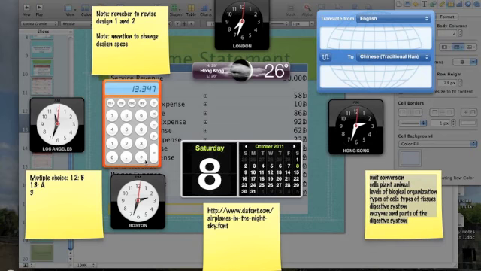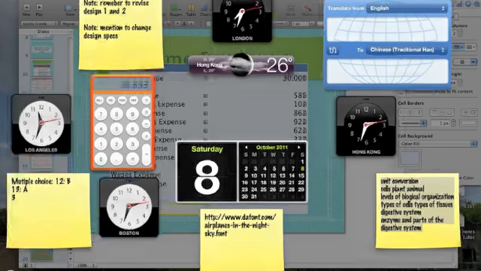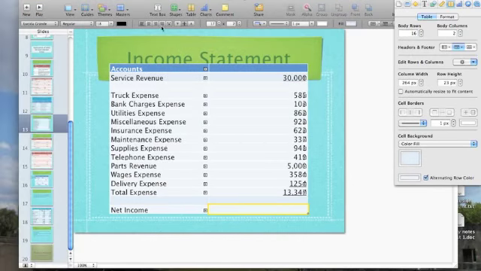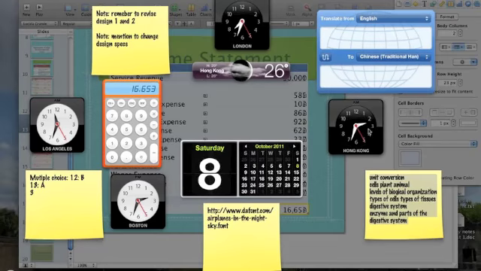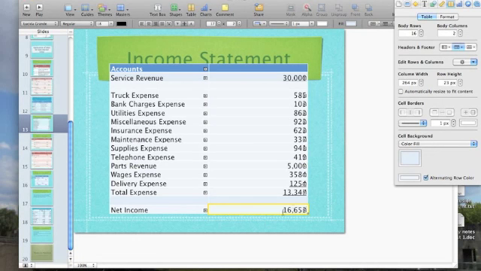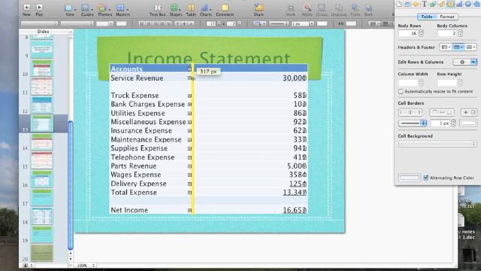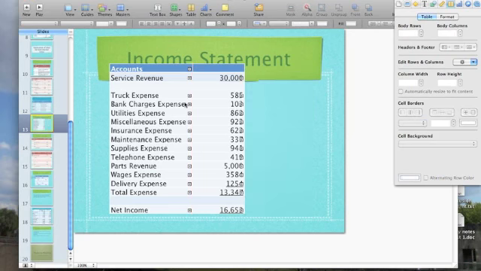And that is 30,000 minus 13,347, which is 16,653. And we also underline this. There should be a double line. That's it.